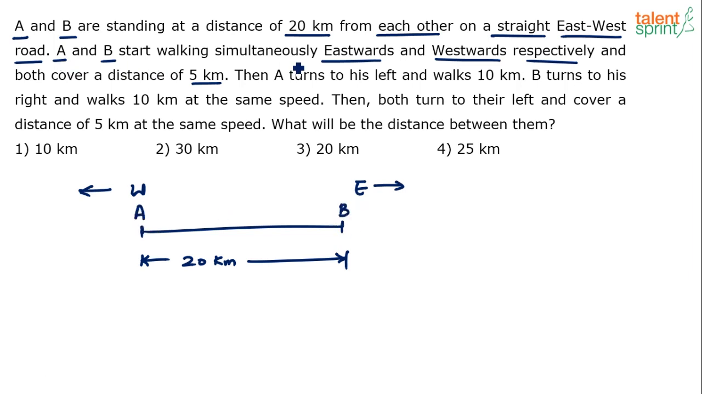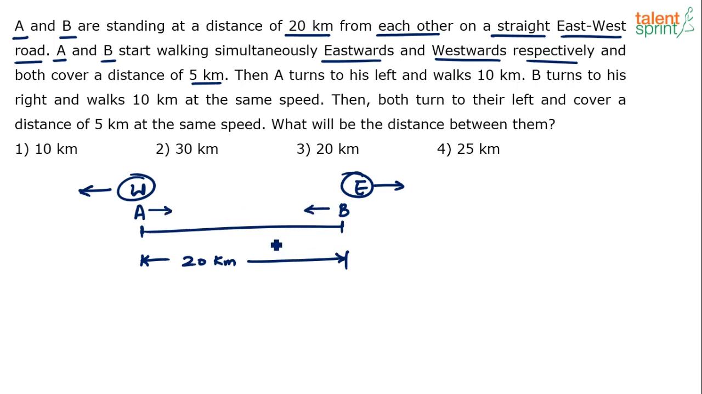Now he says A and B start walking simultaneously eastwards. So A is walking eastwards, which means A is walking in this direction, and B is walking westwards. B is walking towards the west. See, for someone to walk towards west means that person has to be on the east side. For one to walk towards east, that person initially has to be on the west side. So east and west are the directions here for A and B, right, as shown, and then they start walking as indicated by these arrows here.